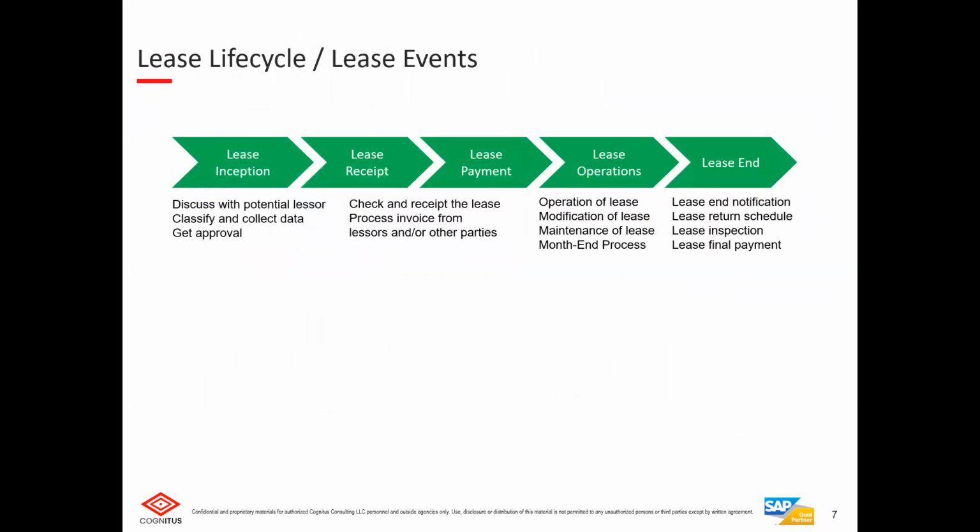This is a lease life cycle: lease inception, lease receipt, lease payment, lease operations, lease end. In each phase, you have different sections here: operating lease, modification of lease, maintenance of lease, month-end process, the lease end notification, return schedules, lease inception, lease final payment.